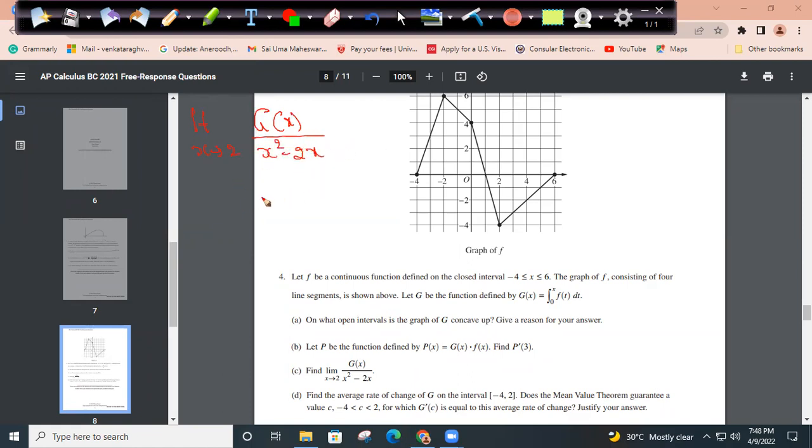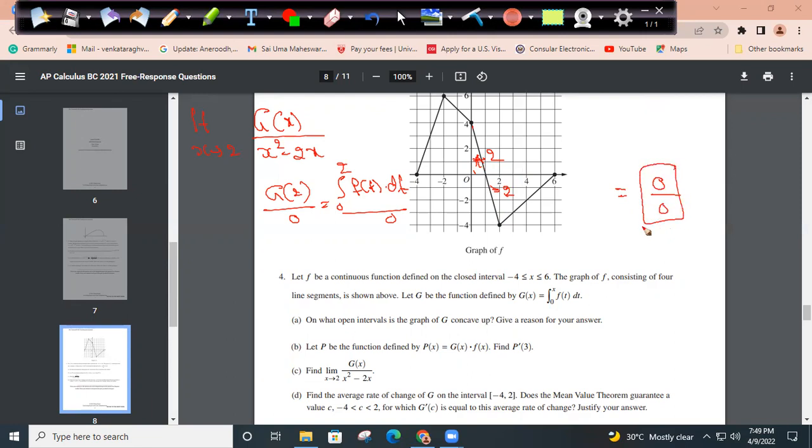Now put 2, I'll get g of 2 by 4 minus 4, which is 0. What is g of 2? Integral of 0 to 2 f of t dt, by 0. What is the integral from 0 to 2? This and this will get cancelled out. This is plus 2, just now we did. This is minus 2 into 1 into 4, minus 4. So this is plus 2, this is minus 2, both of them get cancelled out. So the integral of 0 to 2 of f of t dt is 0. 0 by 0 is an indeterminate form.